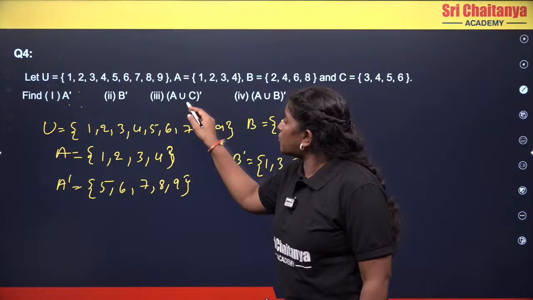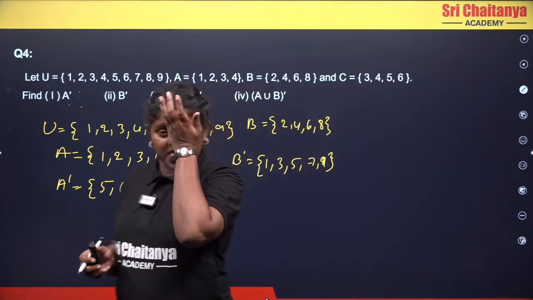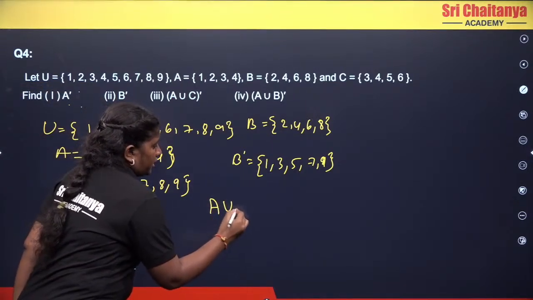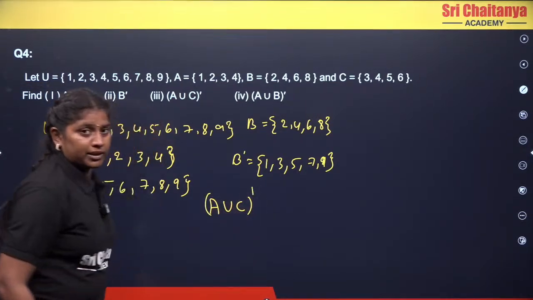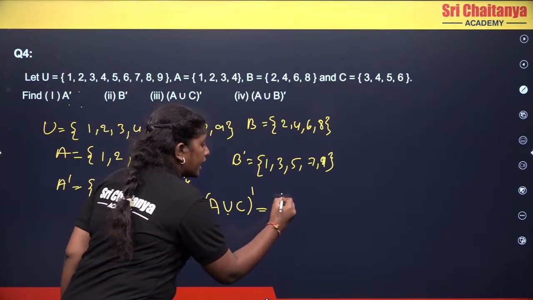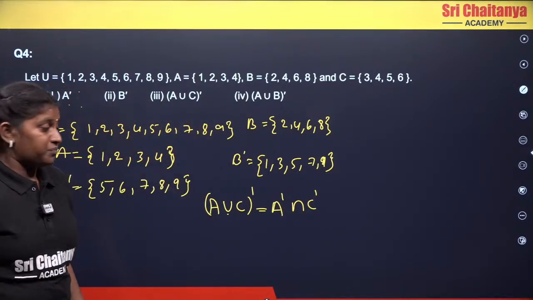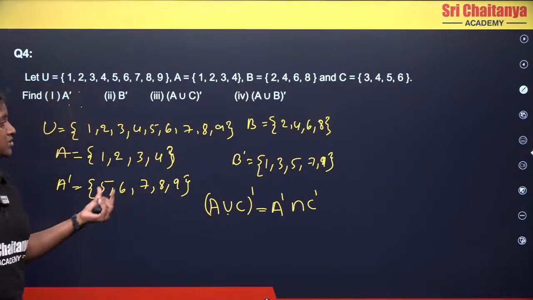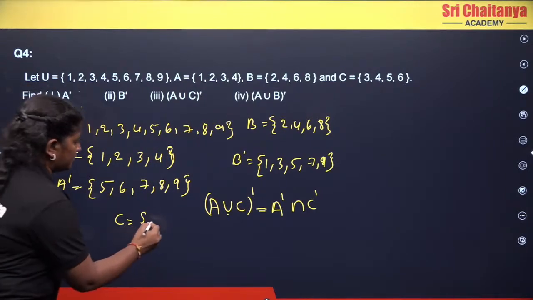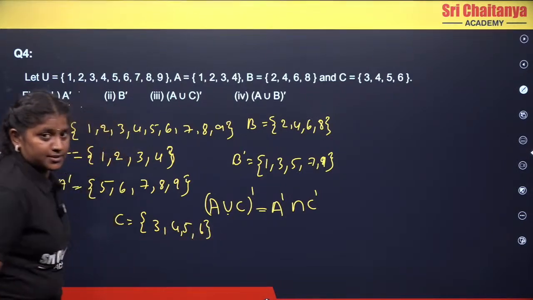So now next it is (A union C) whole complement. How can we do the (A union C) whole complement? We can use De Morgan's law, right? (A union C) whole complement. So what will it become? Union will become intersection. So A complement intersection C complement. Okay. Now we know the A complement, so just find the C complement. C equals the set of 3, 4, 5 and 6.